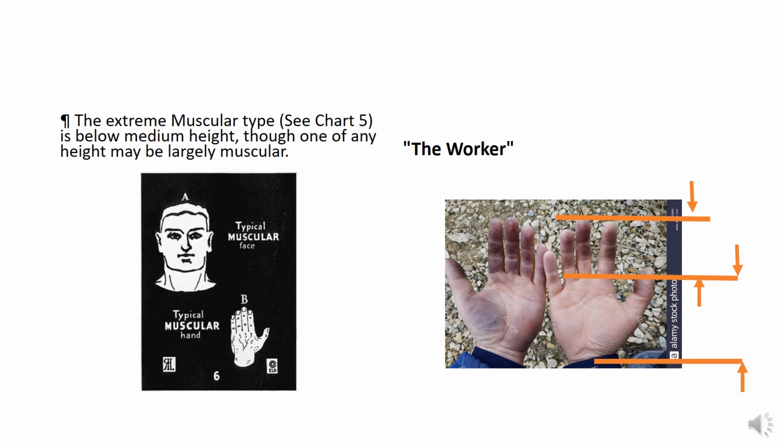Continuing the muscular types, they usually have a squarish face. The extreme muscular type is below medium height. They are not really that tall, but there are all exceptions, though one of any height may be largely muscular. If you have to summarize them in one word, they would be summarized as the worker. And you can see their hands. So we have shorter fingers compared to the palm.